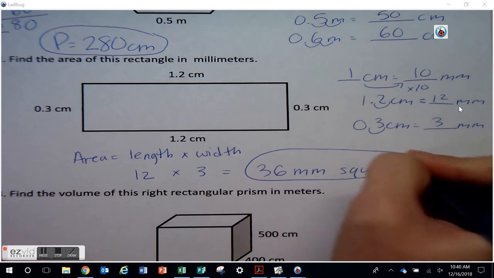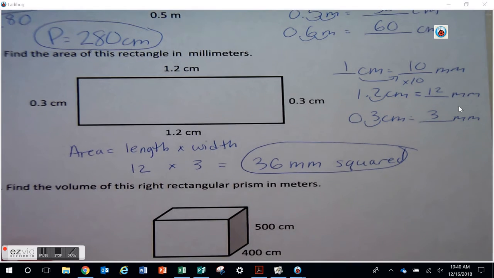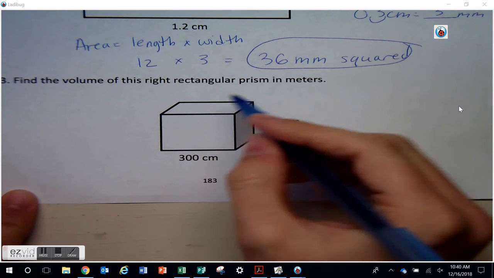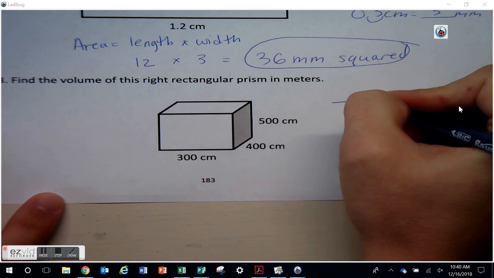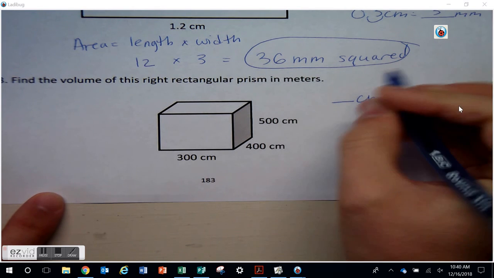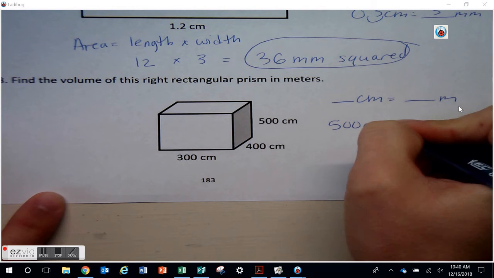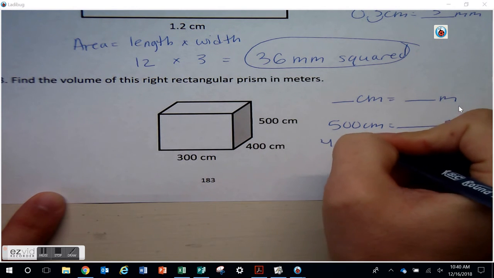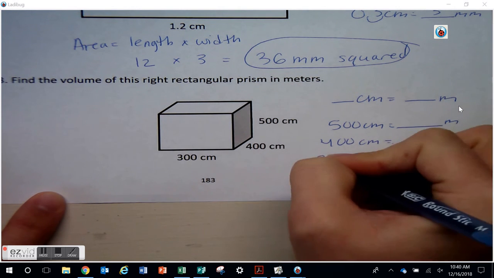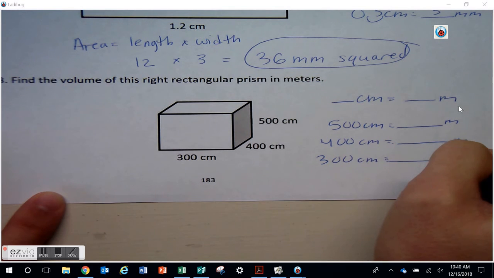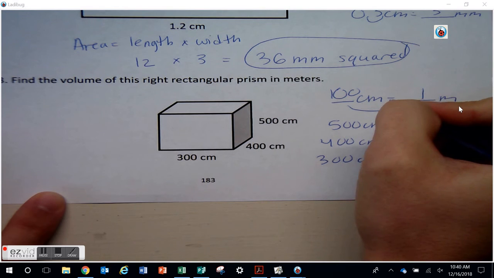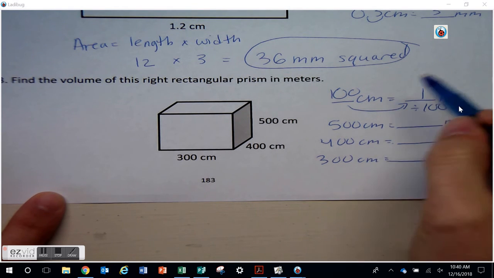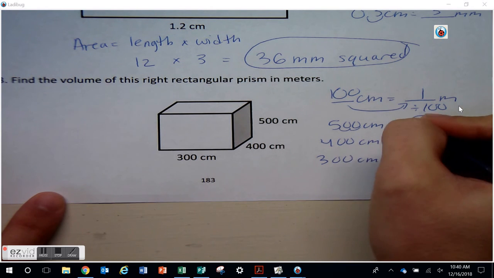Find the volume of this right rectangular prism in meters. So I'm going from centimeters to meters. I have 500 centimeters. I have 400 centimeters. And I have 300 centimeters. 1 meter equals 100 centimeters. So I'm going to divide by 100. 100 divided by 100 equals 1, getting two place values smaller. 1, 2, 1, 2, 1, 2.